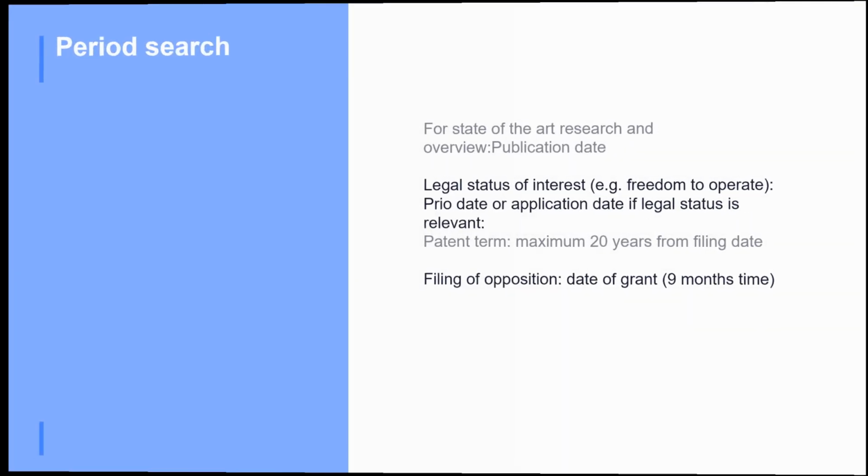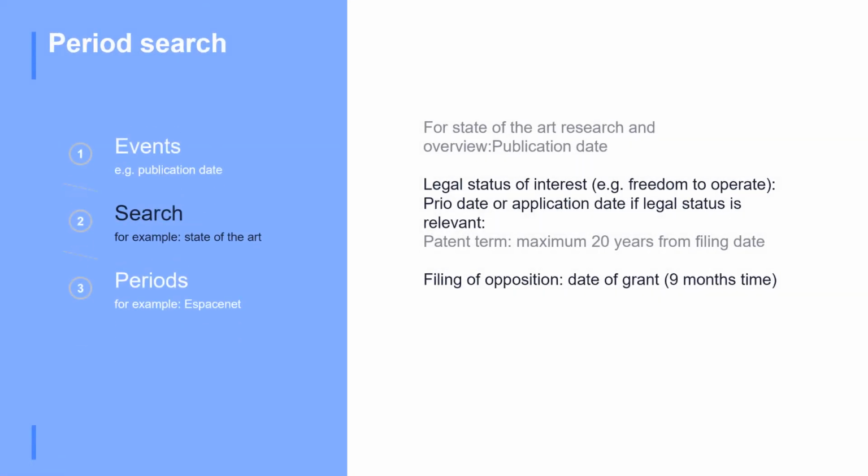So when should I use which date as a restriction? For example, you can use the publication date for prior art searches. Here, however, only in some cases to refine a search, since generally all prior art is prior art that has been published. And if the legal status is of interest, for example in a freedom to operate analysis, then you should use the priority date or the application date.